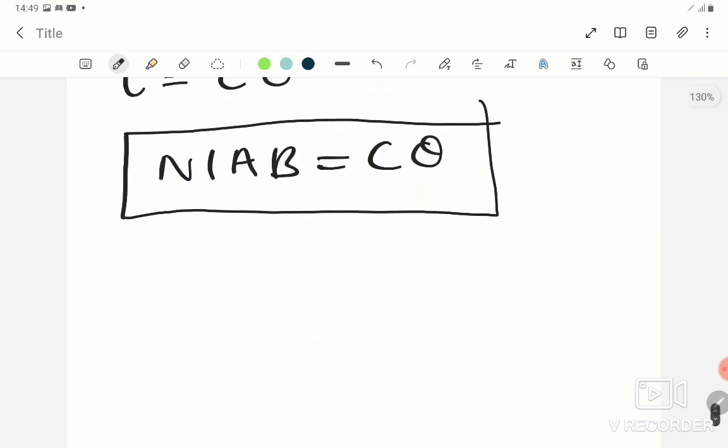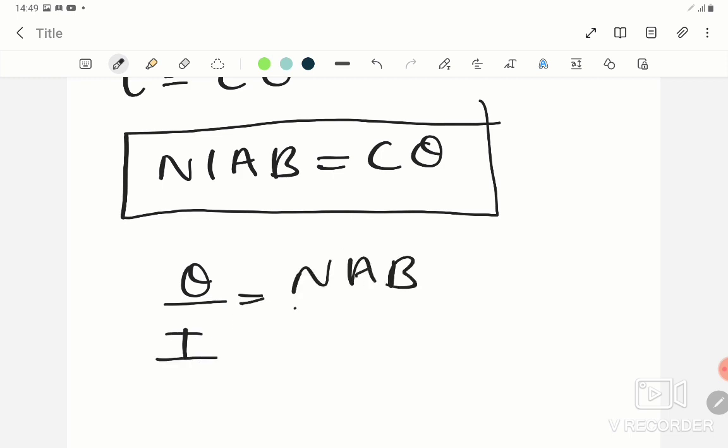Now guys, if we find the value of theta upon I, this comes out as equal to NAB upon C, and this is known as current sensitivity of the galvanometer. Guys, current sensitivity is defined as the angle of twist caused by 1 ampere of current which flows through the galvanometer. So this value of theta upon I is known as current sensitivity, and if we want current sensitivity to be high, then the value of torsional constant C should be small, and therefore we use phosphor bronze wire, as for phosphor bronze the value of C is quite small.